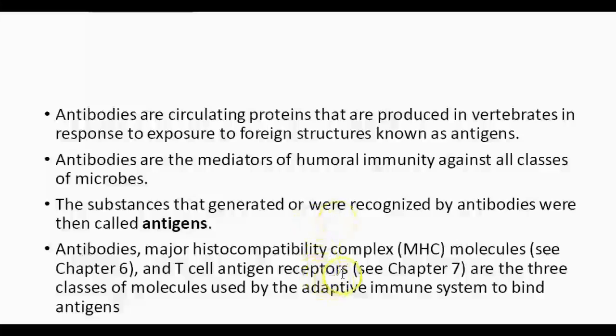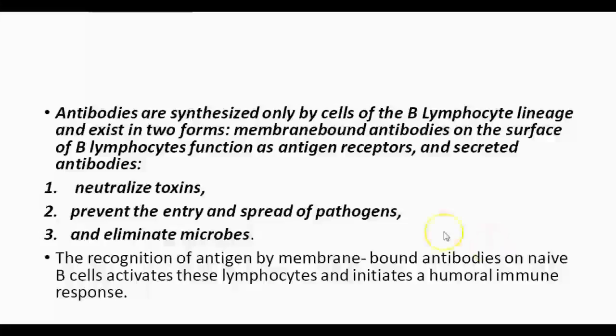There are three types of molecules used by the adaptive immune system to react to antigen. One of them is antibody, secondly the major histocompatibility complex, and finally the T-cell antigen receptor. Antibodies are synthesized only by the B-cell lymphocyte lineage and exist in two forms: the membrane-bound antibodies and the secreted antibodies.